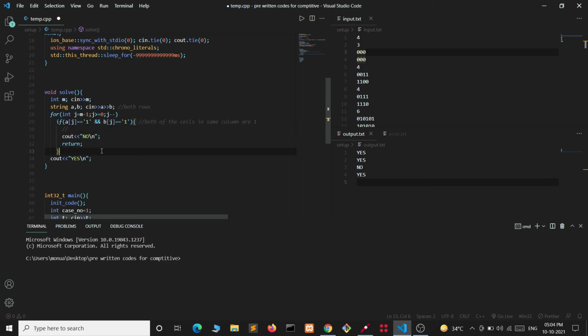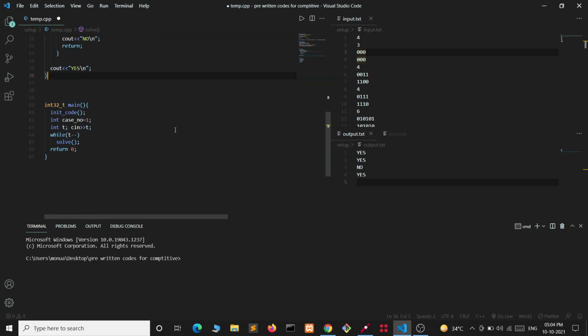Else, if we do not find any column having both values 1, then we are sure we can always reach our target. So we will print yes in that case. I hope it is clear now.